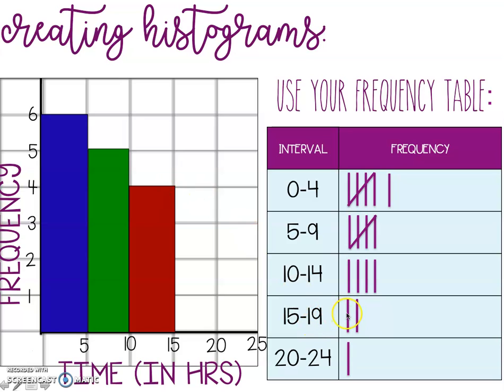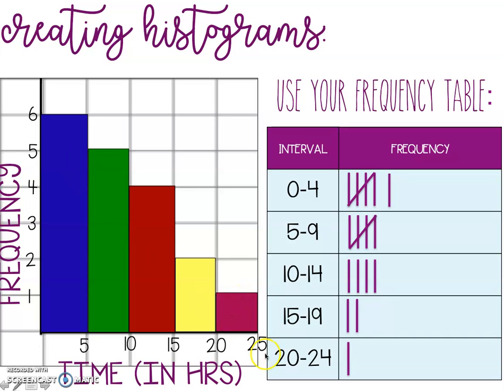Then we're going to take a look at 15 to 19, more than 15, but less than 20. And it occurred 2 times, so we're going to draw our bar up to the 2. And then our last one is 20 to 24, more than 20, but less than 25. And it only occurred 1 time, so I'm going to draw my bar up to the 1.